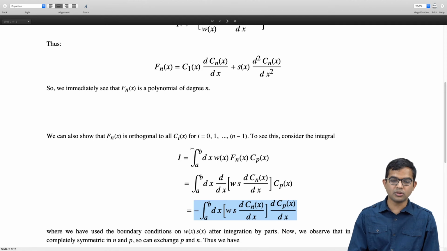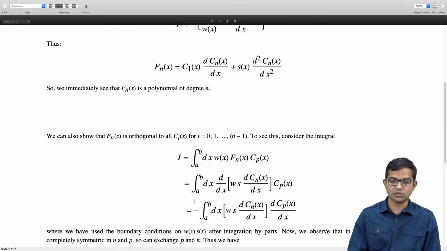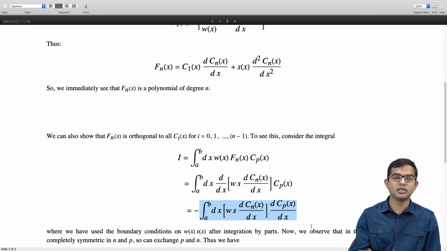And this is equal to another integral where, on the face of it, it's not symmetric. But if this holds, and if I can exchange n and p in this integral, then I should be able to exchange n and p in the other integral as well. And this is a great simplification.